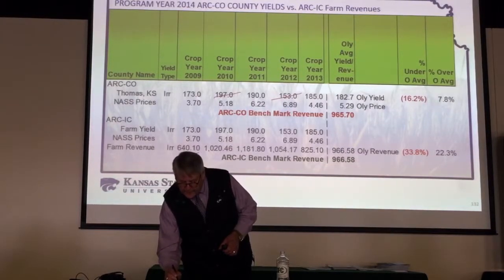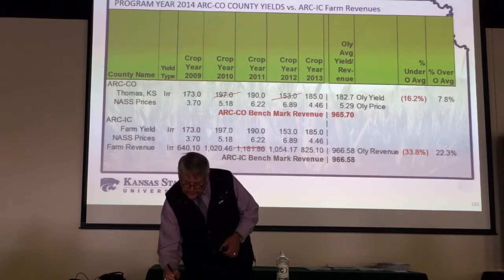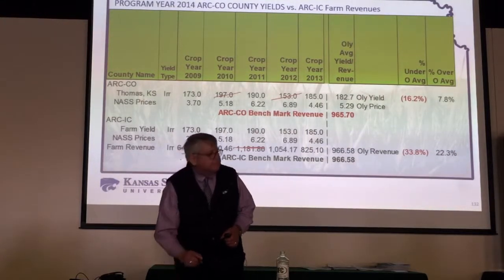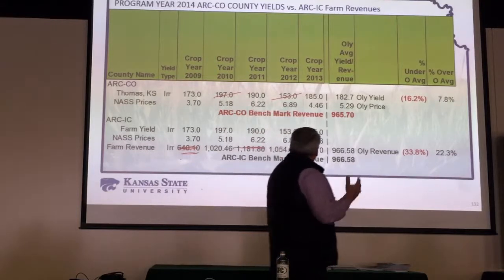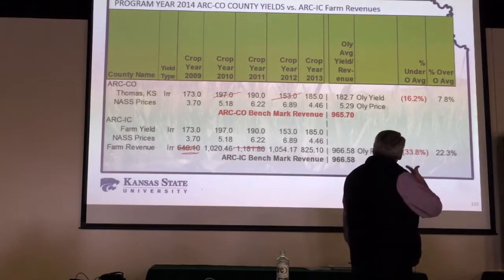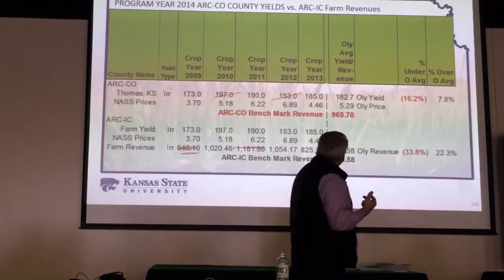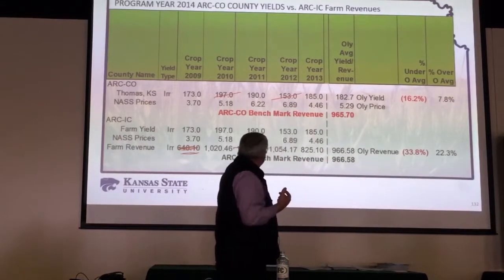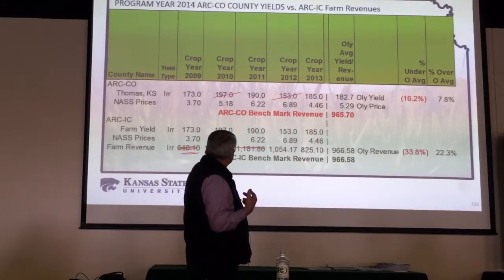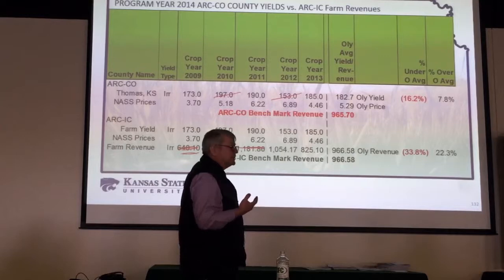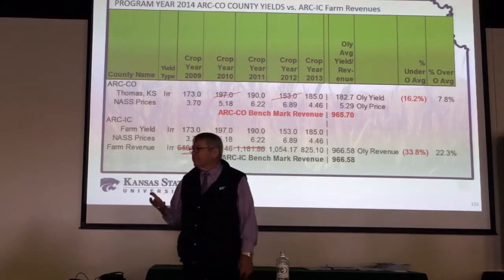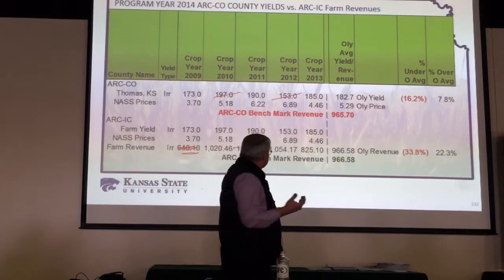So then I go in and I drop out the high revenue year, which is that one, and I drop out the low revenue year, which is this one, 640. Now, it turns out they're almost the same. 965 is your benchmark revenue under county, and the benchmark revenue under individual is 966. So in this case, it's almost the same. But what about next year?